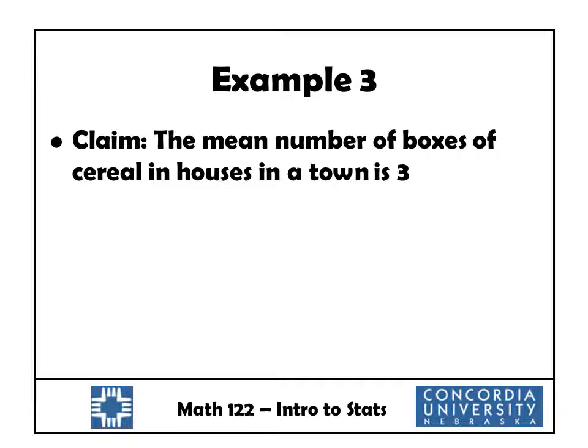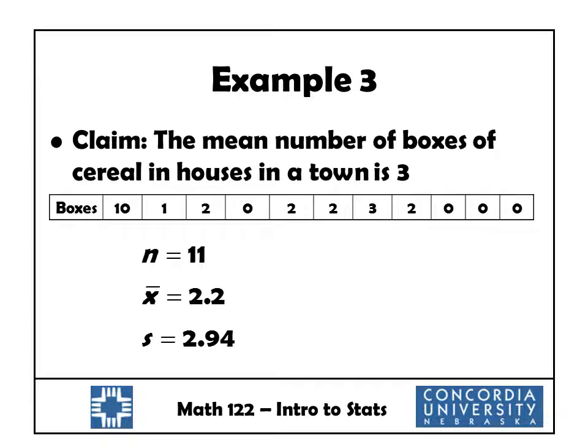But here we're going to do a different type of test. Instead of doing confidence intervals, we're going to do a hypothesis test. Okay. So here's some data. We went out and we asked 11 different houses how many boxes of cereal they have. The first house had 10 boxes, the second had 1, the third had 2, etc. So my sample mean there is 2.2. The sample standard deviation is 2.94.